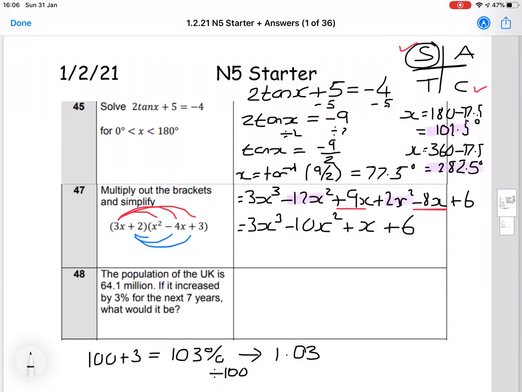So your calculation is going to be 64.1. I'm not going to write out 64.1 million. I'm just going to write 64.1, and then my answer will be in millions, okay? And then we multiply that by 1.03, and it's 7 years, so power of 7. So that's going to give you 78.8. The decimal does carry on, but one decimal place or two decimal places would be fine. And then we would put million as our units.